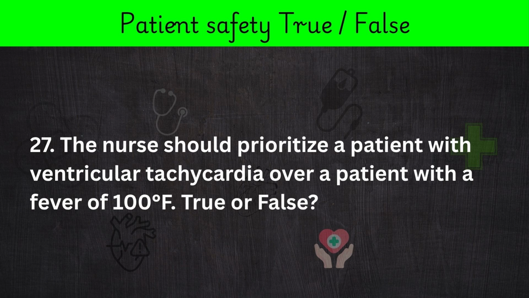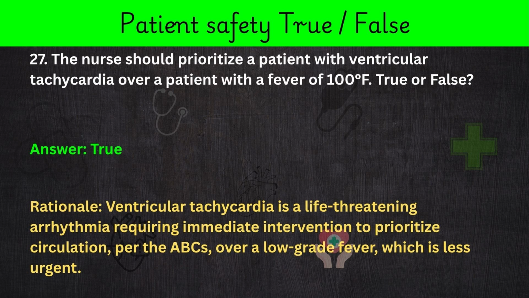27. The nurse should prioritize a patient with ventricular tachycardia over a patient with a fever of 100 degrees Fahrenheit. True or false? Answer: true. Rationale: Ventricular tachycardia is a life-threatening arrhythmia requiring immediate intervention to prioritize circulation, per the ABCs, over a low-grade fever, which is less urgent.